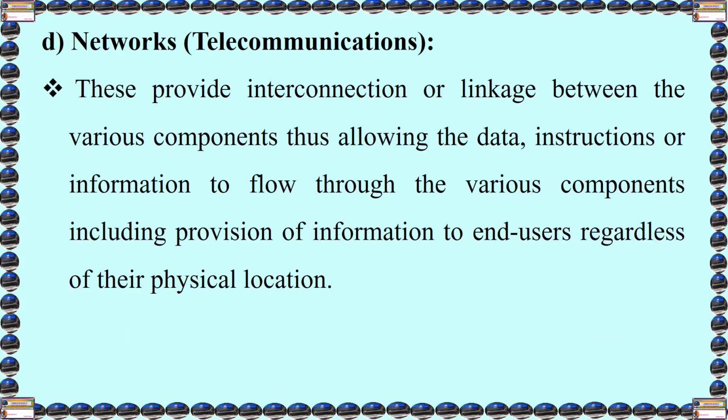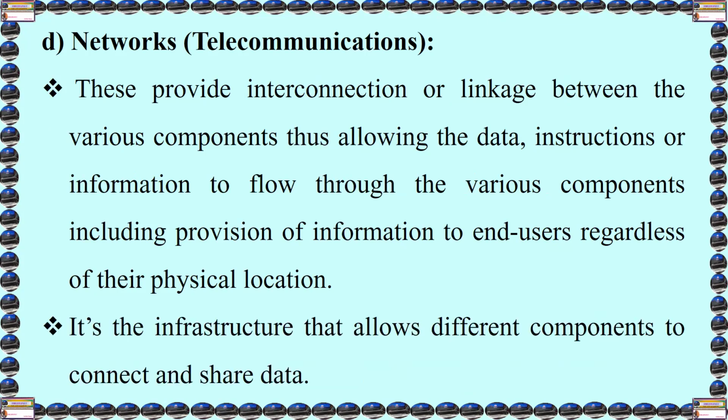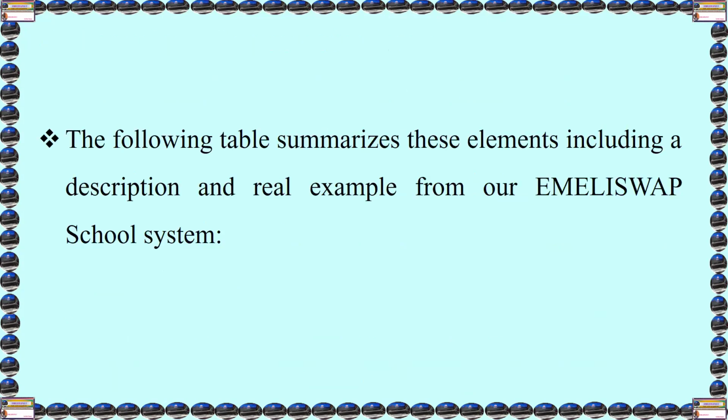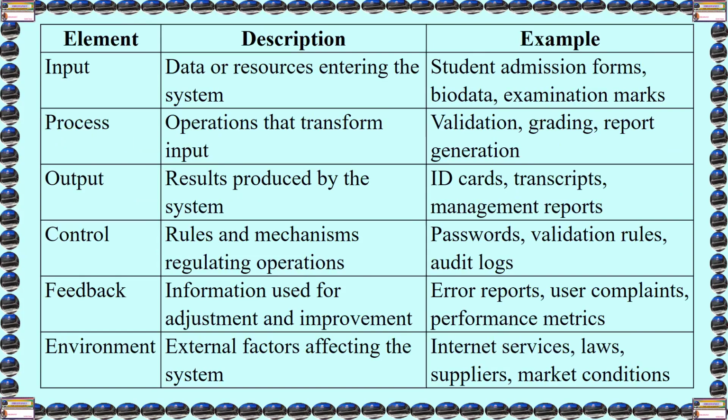Then we have the networks or telecommunications. You can call them the interconnections. These provide interconnection or linkage between the various components, thus allowing data, instructions, or information to flow through the various components, including provision of information to end users, regardless of their physical location. It is the infrastructure that allows different components to connect and share data. The following table summarizes these elements, including a description and a real example from our Emily Swap school system.